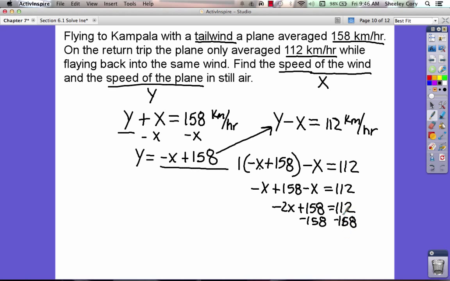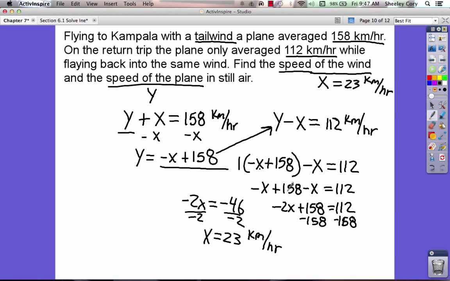112 minus 158, that gives me negative 46. So negative 46 on the right side equals negative 2x. Divide by negative 2. So x equals 23. And our label here is kilometers per hour. So 23 kilometers per hour. And remember, x is the speed of the wind. So the speed of the wind is 23 kilometers per hour.